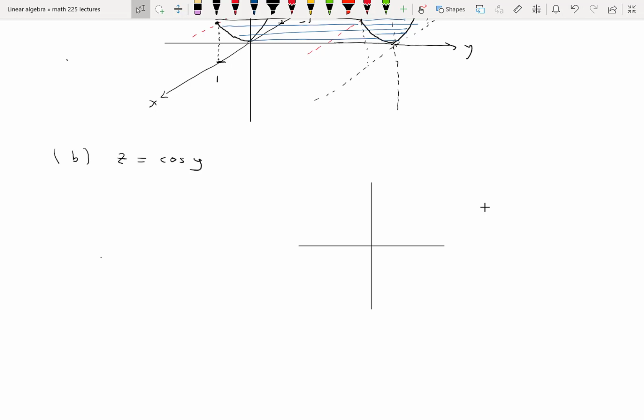Why am I going to put it later? Because this curve, the curve z equals cosine y, lies in the yz plane. I can extend the y-axis a little longer. And then graph z equals cosine y.